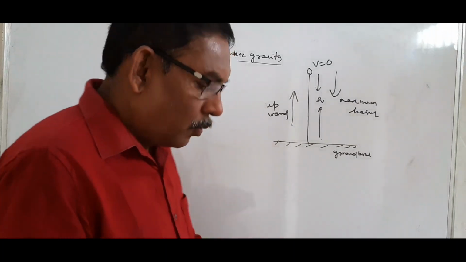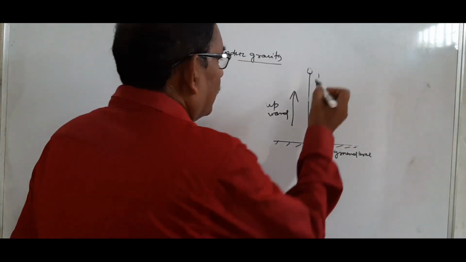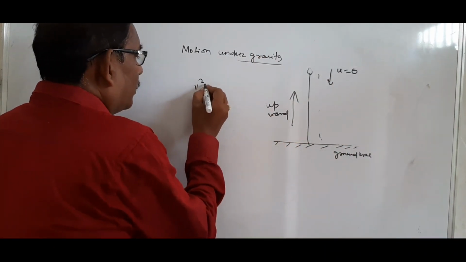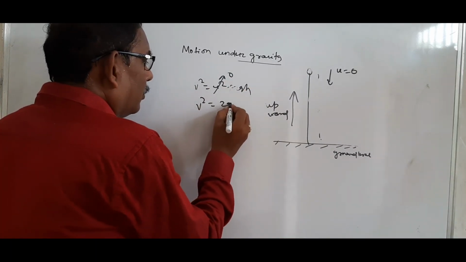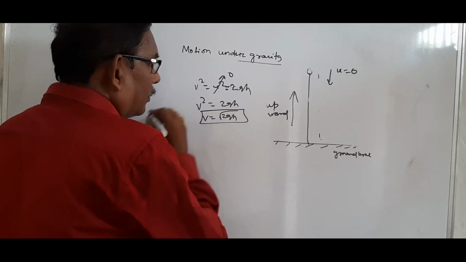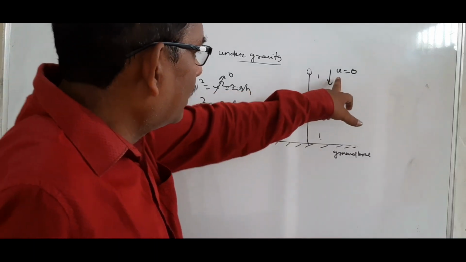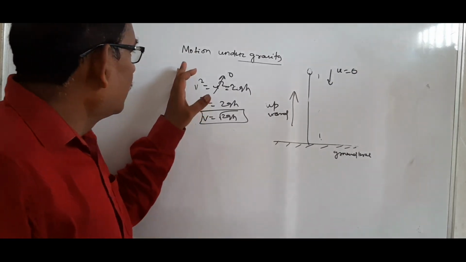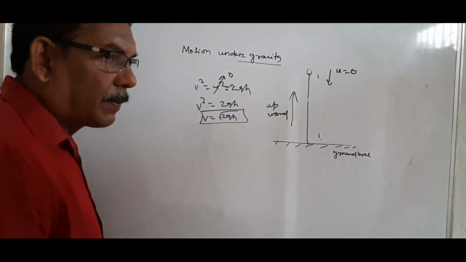Velocity attained by a body when it falls from a height h: you take u is equal to 0. So v square is equal to u square plus 2gh. If u is equal to 0, then v square is equal to 2gh and v is equal to root of 2gh. So this is the velocity attained by a body when it falls from a height. At that moment you take u is equal to 0. So this is the sign convention and the equations of a body when it falls from a height h near the surface of the earth.